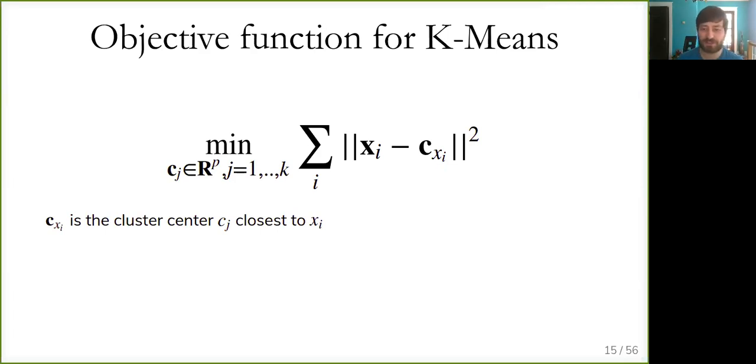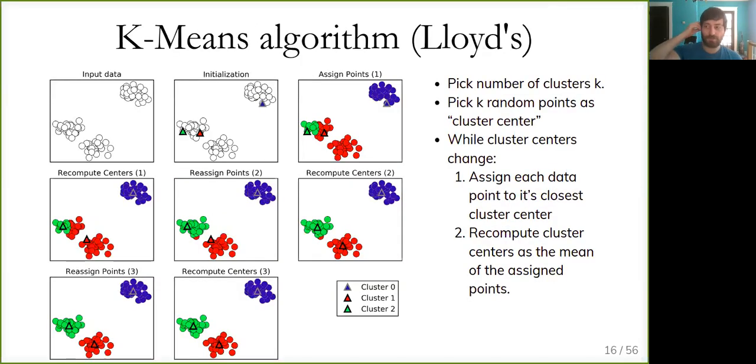So Lloyd's algorithm, I think, can actually also take exponential time sometimes, depending on your stopping criteria. Anyway, let's talk about the algorithm. So here, I'm starting with some input data for illustration purposes. Again, this is a two-dimensional data set.